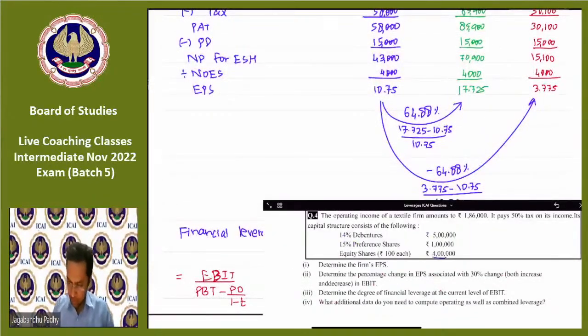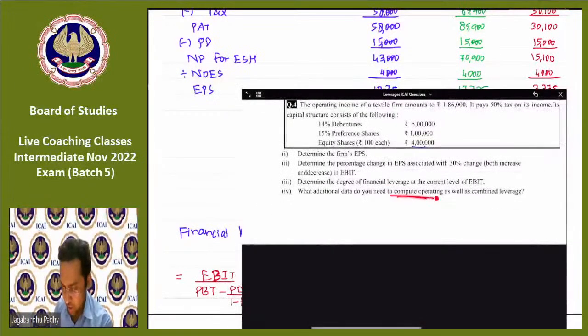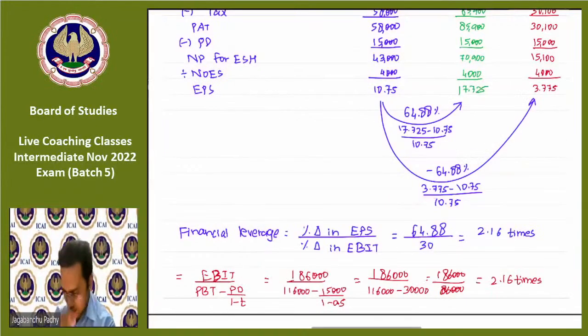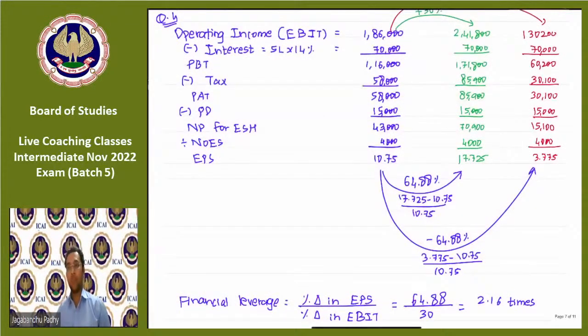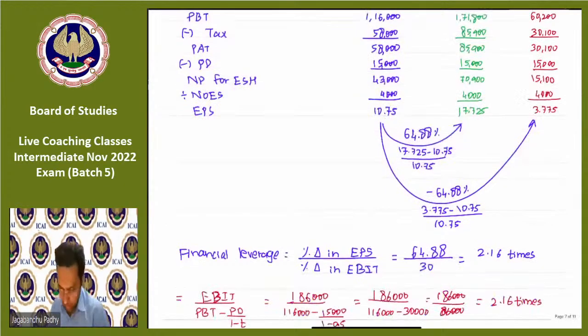Have we computed everything? Firm's EPS is done. Change in EPS as 30%, it's done. Determine the degree of financial leverage, that is also done. What additional data do you need to compute operating as well as combined leverage? Tell me, guys, what extra information do we need to compute the operating leverage? What additional information is needed?